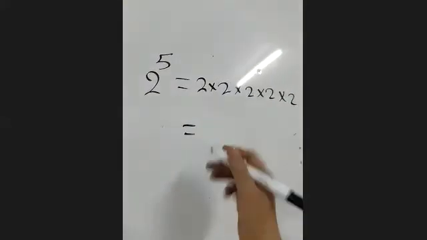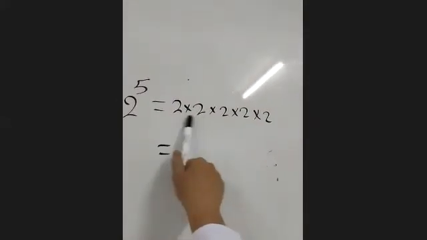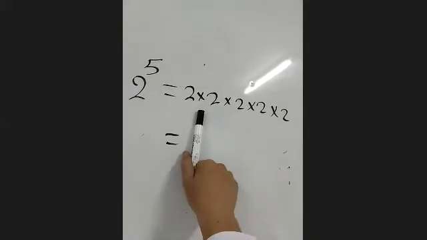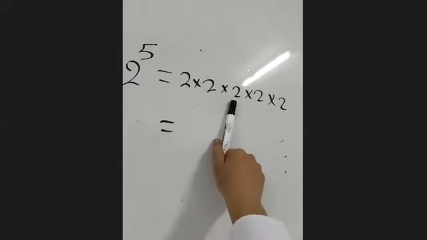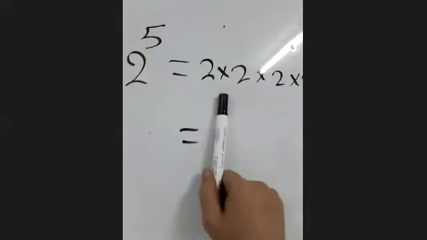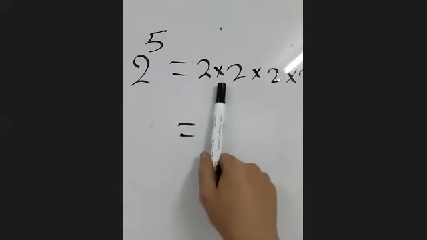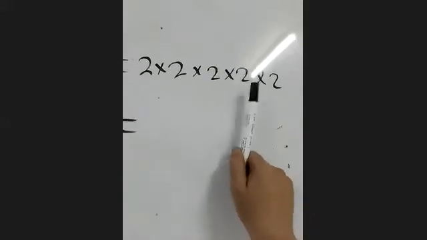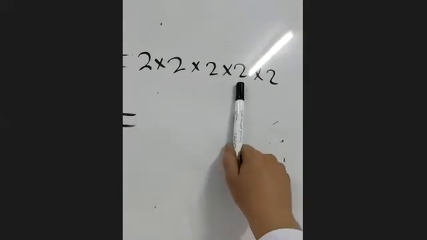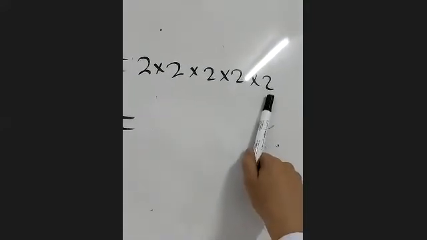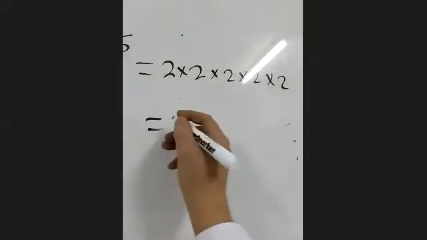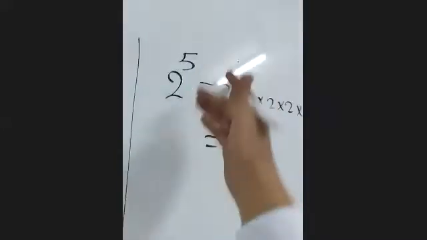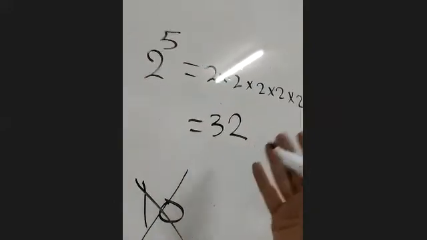5 times. Let's multiply together. 2 times 2 is 4, times 2 is 8, times 2 is 16, times 2 is 32. So 2 to the power 5 won't be 10. It is 32. Got it?